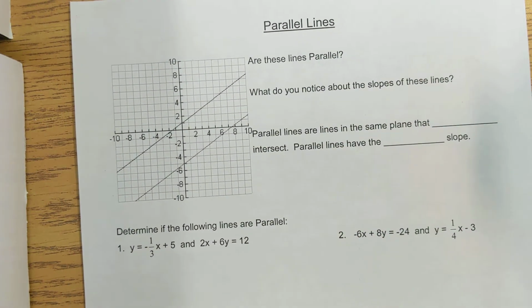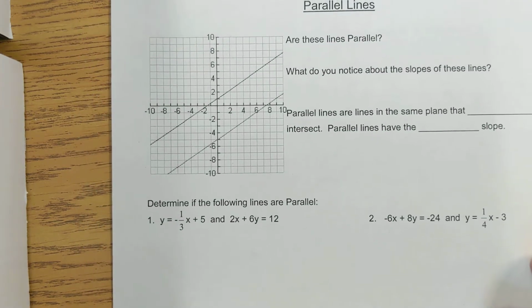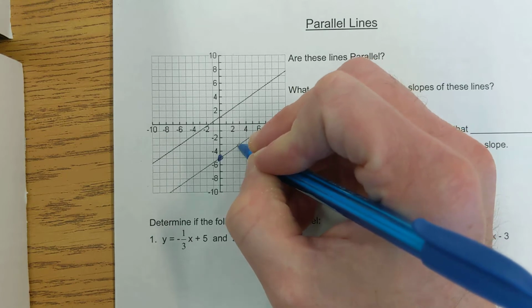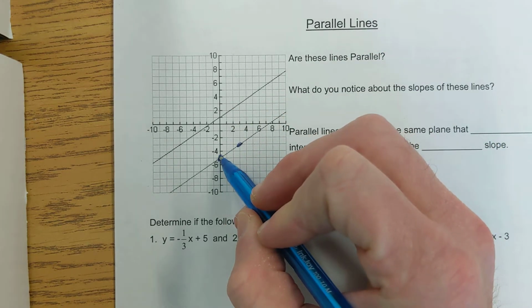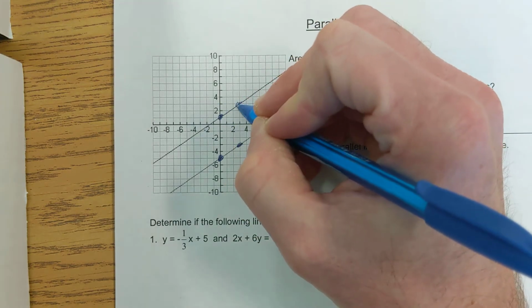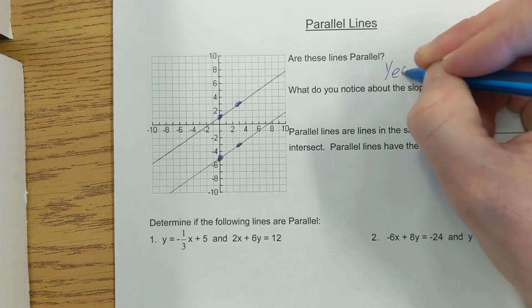All right, students, today we're going to take a look at parallel lines. First off, are these two lines parallel? Yes, they are. If you check at their y-intercept, they have a slope from their y-intercept up and over 3. And if you check and write the points in, you can see that both have the same slope. So yes, these lines are parallel.